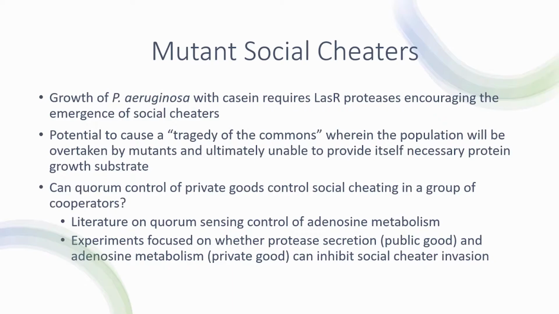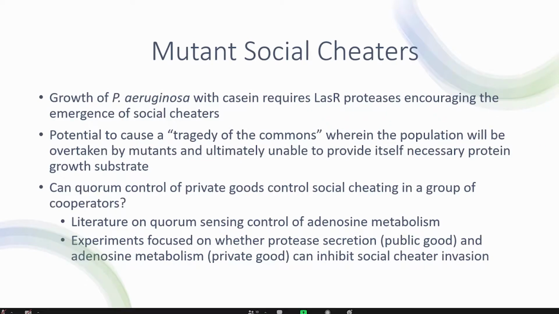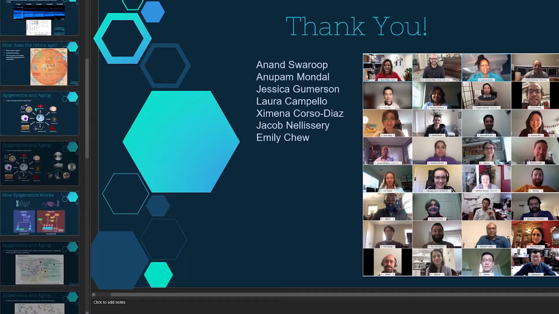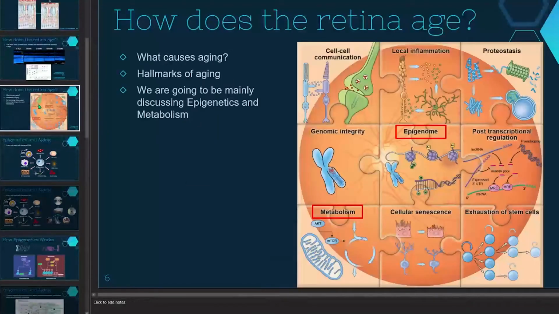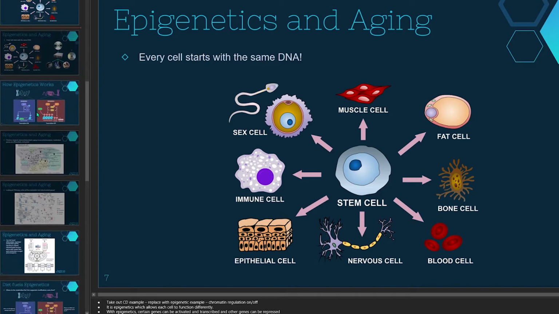And we have a lot of literature already on quorum sensing control of adenosine metabolism. So adenosine is a private good. You need enzymes specifically to break down adenosine that are different from casein. And these enzymes are not shared within the community. The bacteria has to produce them itself to be able to break down adenosine and metabolize it. So this forces the bacteria to privately make its own goods and to be able to survive.